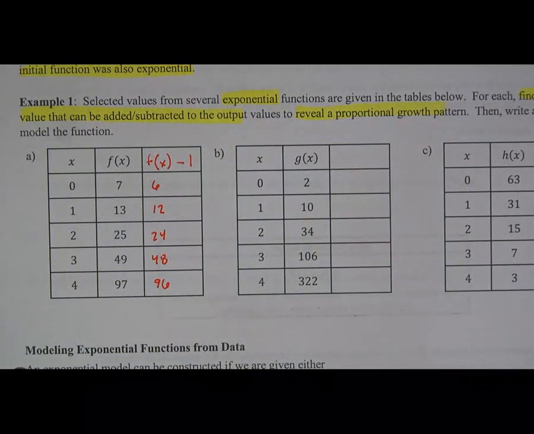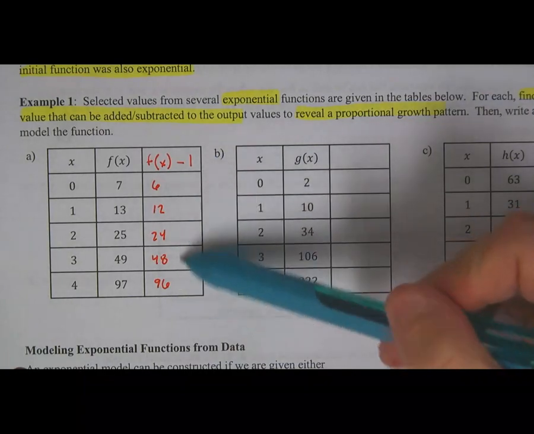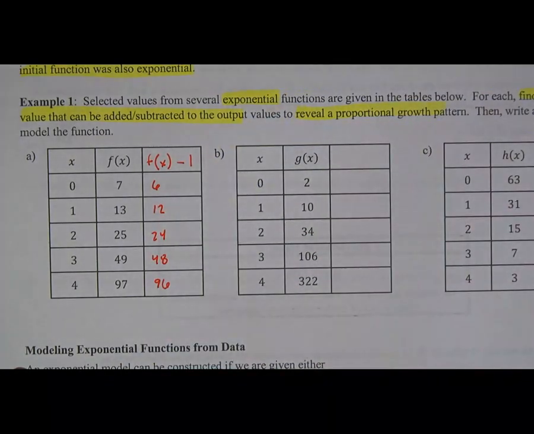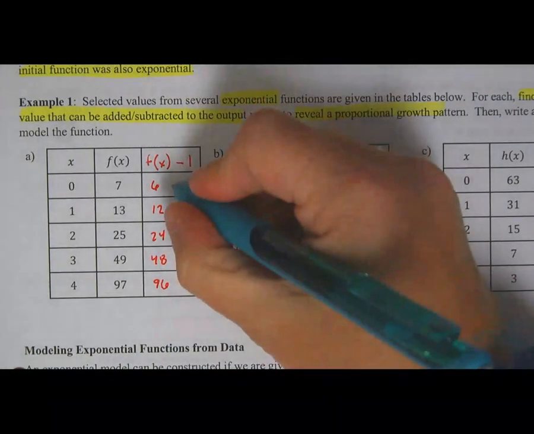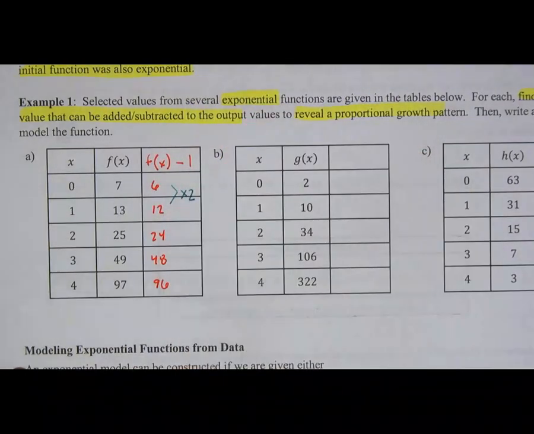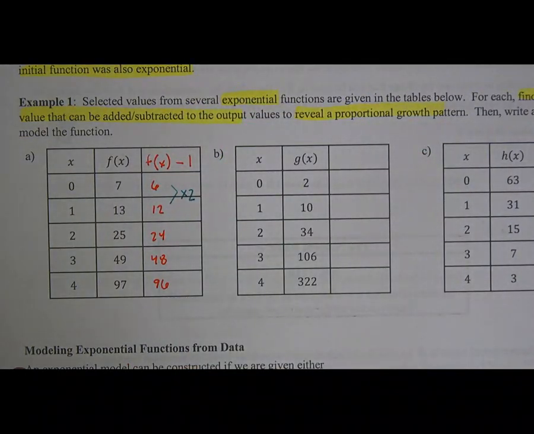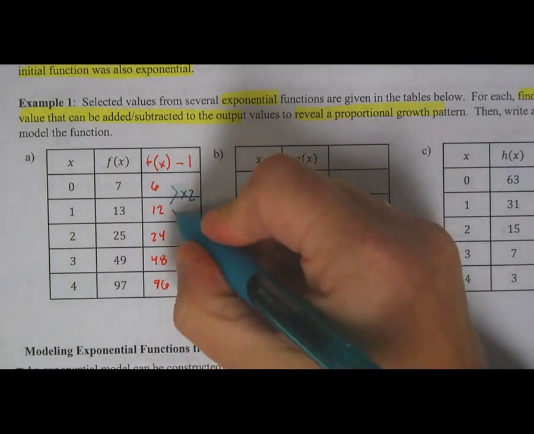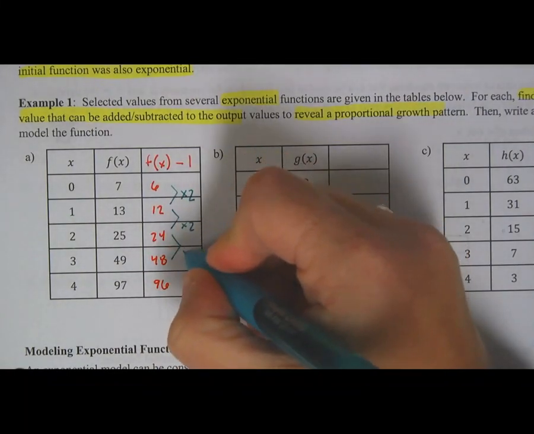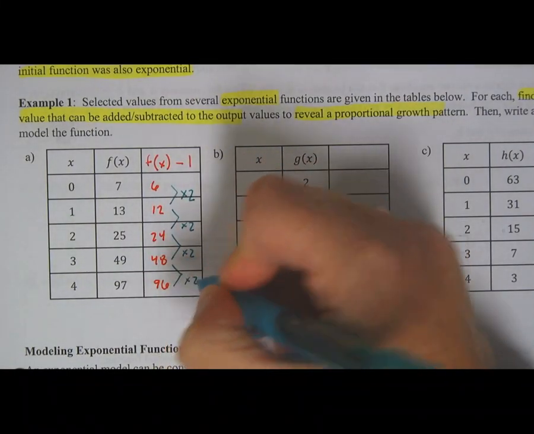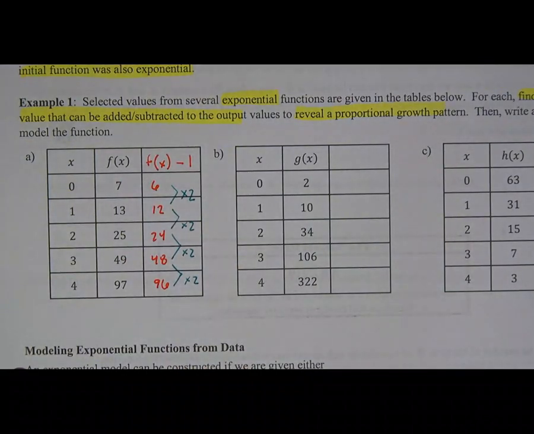Interesting. What's the pattern that shows up in that new set of output values? You're multiplying by 2. So when it says to reveal a proportional growth pattern, that's what we're doing. We're revealing now that if I just take those output values and subtract 1, there is a proportional growth pattern. Everything is doubling.